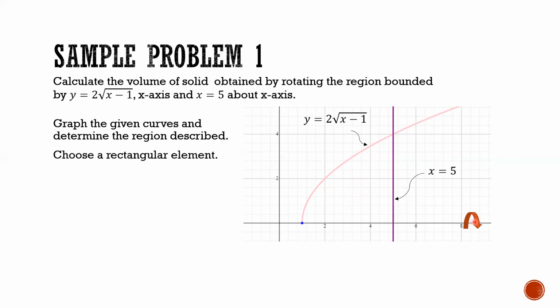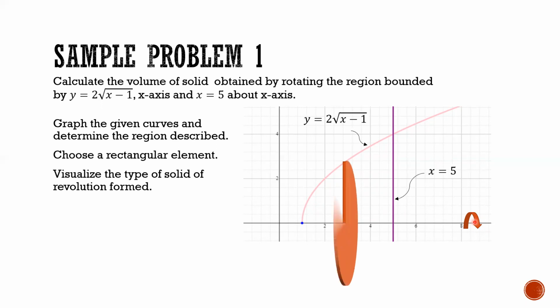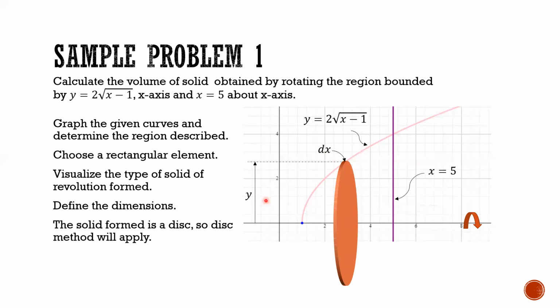Now, let's choose a rectangular element. So let's say we choose a vertical element. Now, we will imagine what type of solid of revolution forms. And it seems like that is a disk. So let's define the dimensions of this disk. The thickness is going to be dx, while the height, or the radius, I should say, is equal to y. The solid form is a disk, so this method will apply.